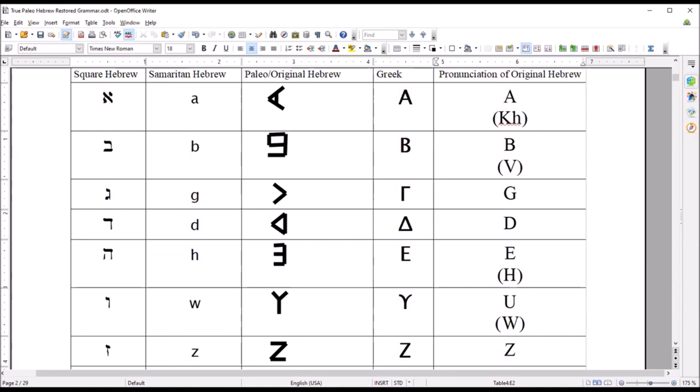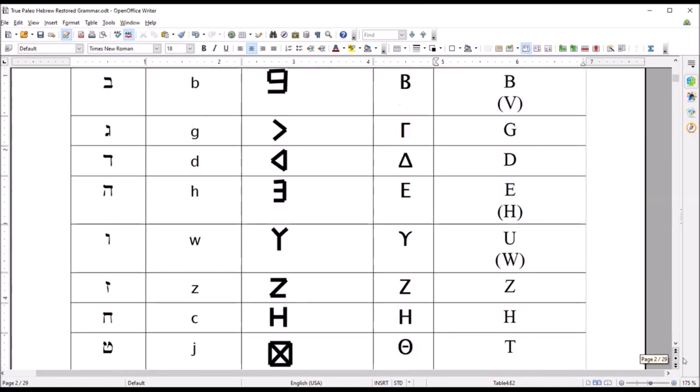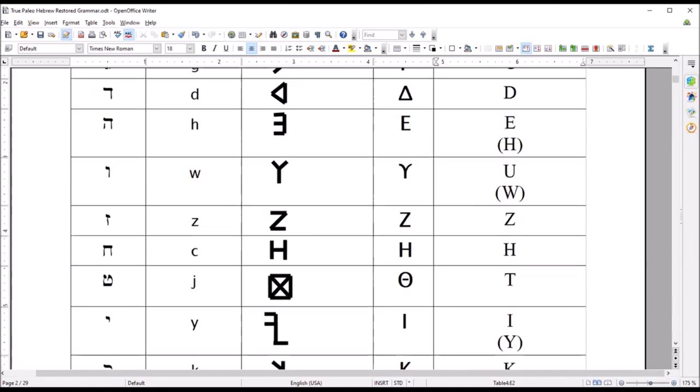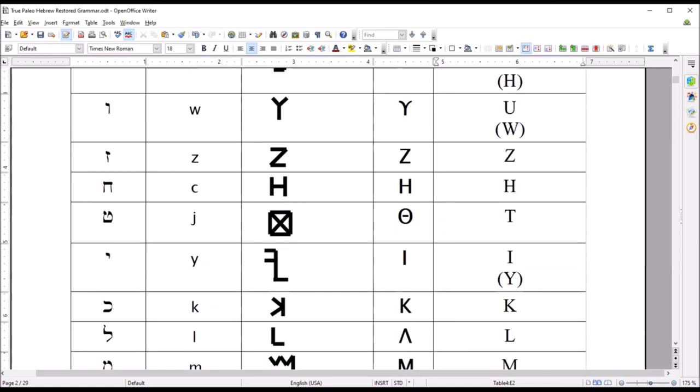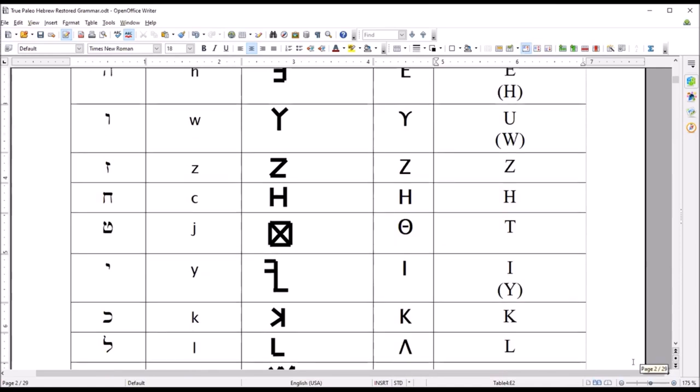And the hey followed by a yod is a. And the ayin followed by the yod sound is oi. It's like joy, you know, the oi sound.